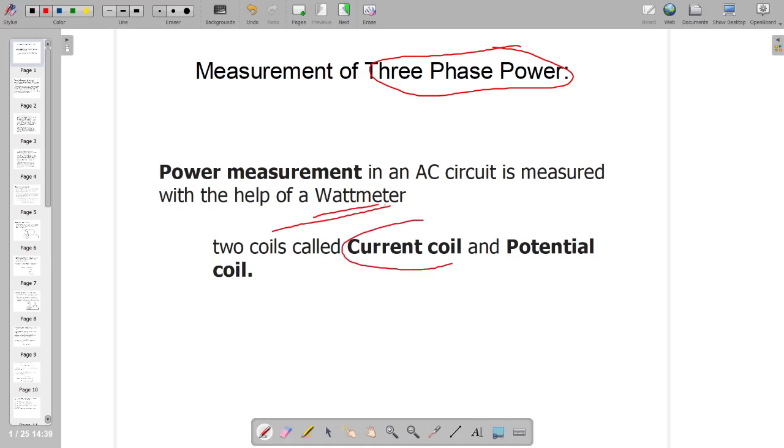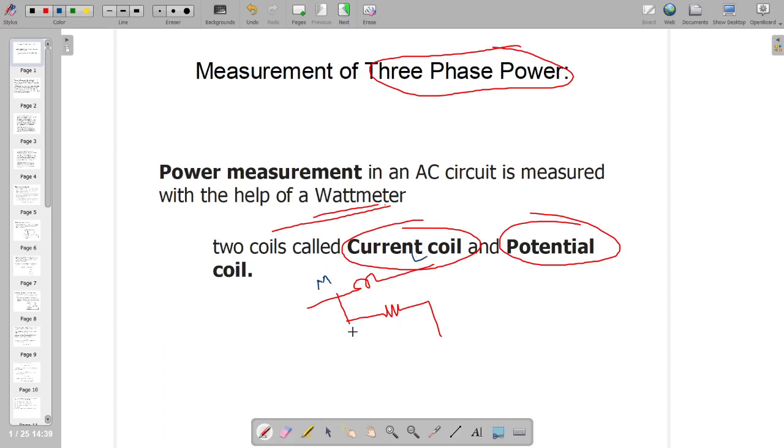The first coil is the current coil. The second coil is the potential coil. So the wattmeter's coil arrangement is like this. This is the potential coil, and this is the current coil. In the current coil there are two terminals, M and L. M means main, L means line.